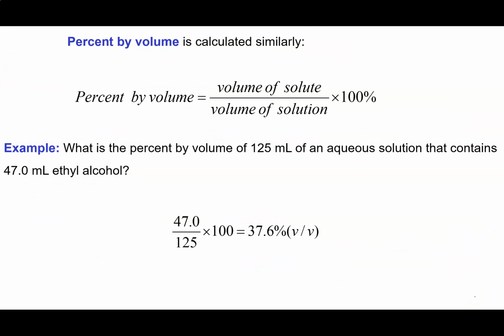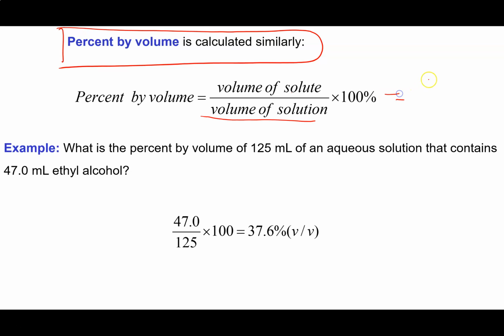Perfect. Okay, so we haven't talked about percent by volume. We should do that now. Percent by volume is calculated similarly to percent by mass. It's the volume of solute over the volume of solution. So we'll just do a quick example calculation here. Remember that we indicate percent by volume as being percent volume on volume.